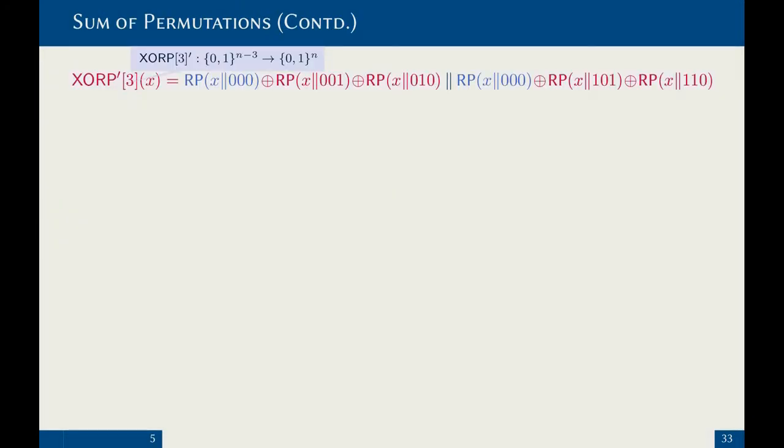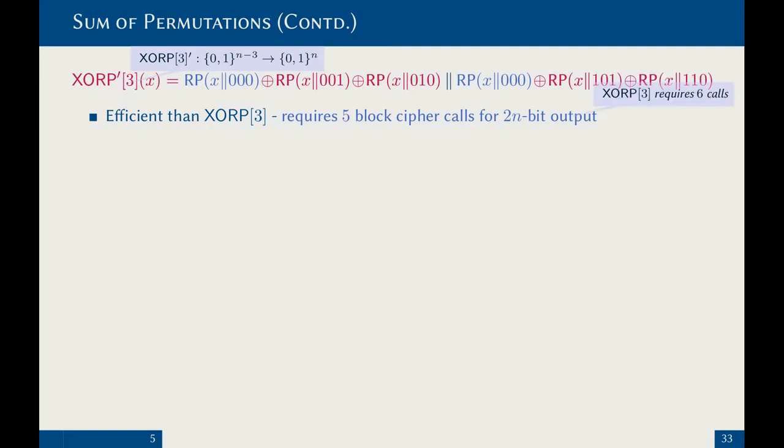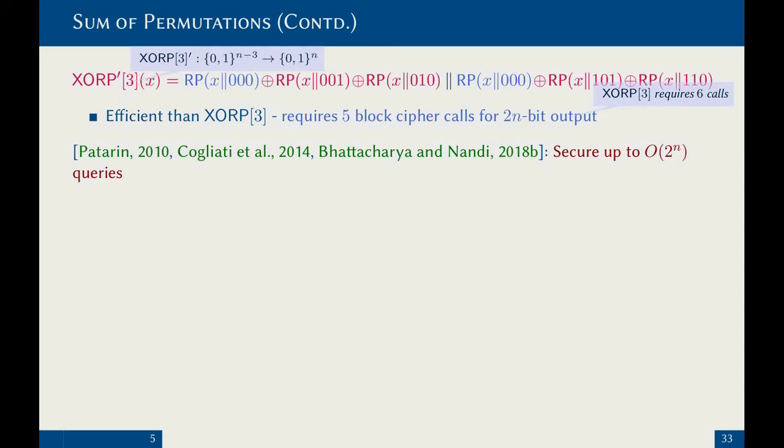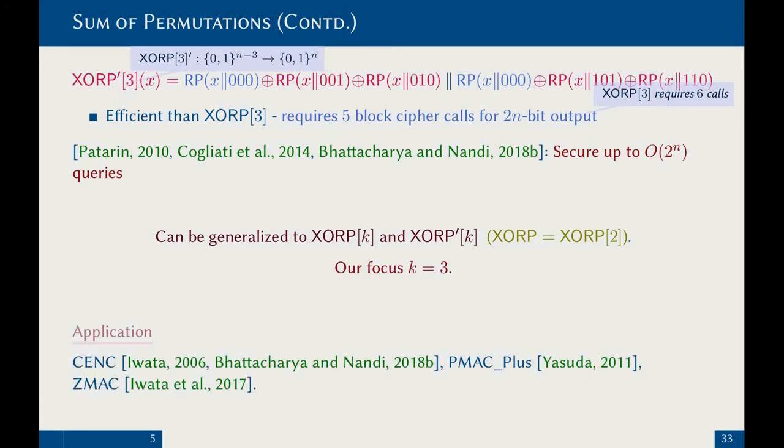It can also be generalized into an efficient version denoted by XRP-3, which requires 5 calls to the random permutation to produce 2n-bit output. So, it is efficient because it requires one less block cipher call for 2n-bit output. Now, there is a series of works that shows that this construction is also secure up to order of 2 to the n many queries. In general, one can think of XRPK and XRP-K for arbitrary value of K. In fact, some of the results that we have cited earlier were derived for general values of K. But in this work, our focus will be the case K equal to 3, and this sum of permutations construction has been practically used in CN, CPMAC plus and ZMAC.